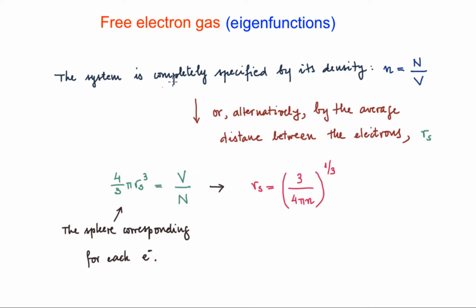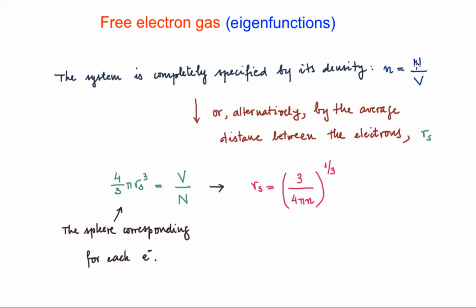We are going to consider here the free electron gas approximation, which is the simplest model we consider, and here we're going to calculate the eigenfunctions corresponding to the Hamiltonian associated to this free electron gas approximation. Well, first, it's important to remark that the system is completely specified by its electronic density.